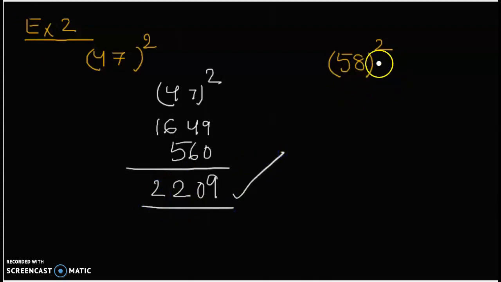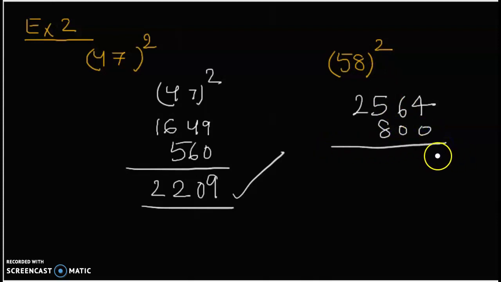Similarly, finding square of 58, 25, 8 8s are 64, and then 5 8s are 40 times 2, 80, followed by a 0, and that is your answer. 4, 6, 3 and 3, 3364.